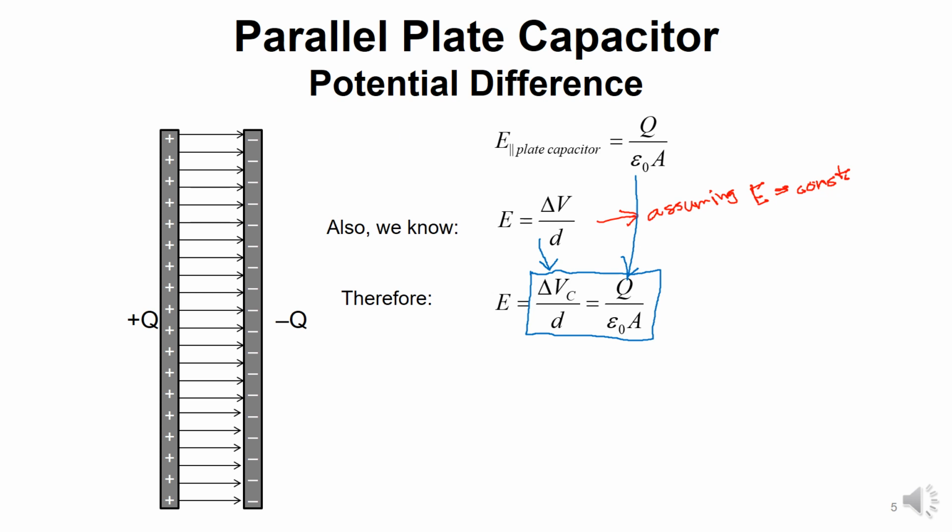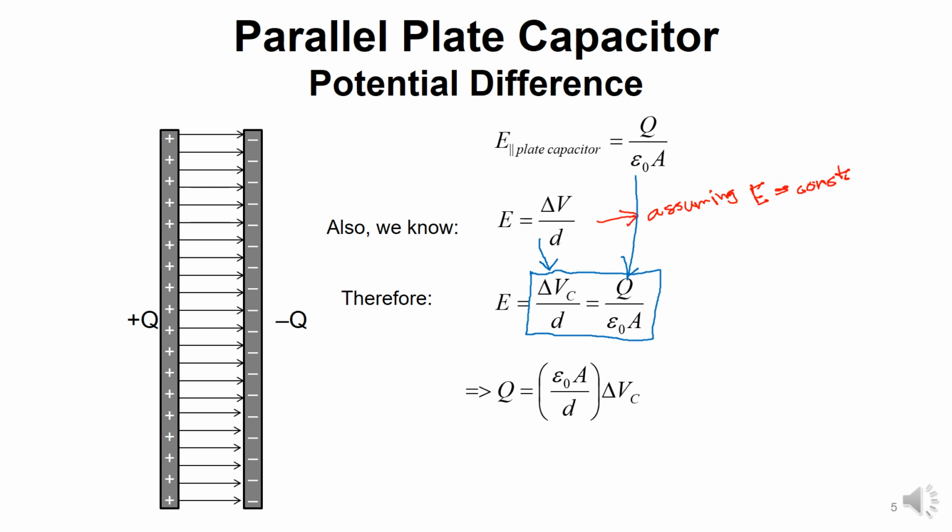So on the left side, we have delta V C over D. That's the potential difference between the capacitors. That's why I put a subscript of C here for the capacitor. So that's on the left side. And on the right side, we have the equation from the previous slide. Q over epsilon 0 times A.